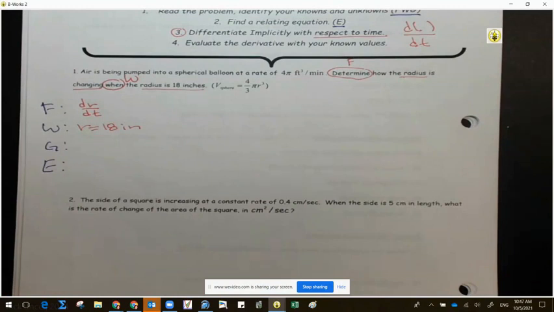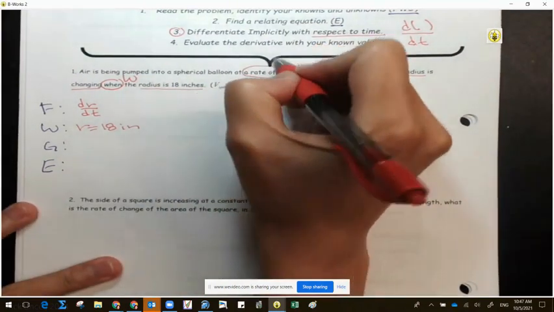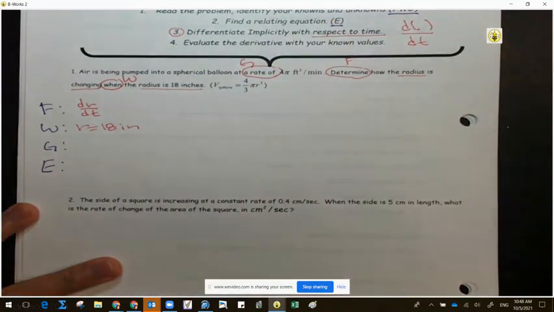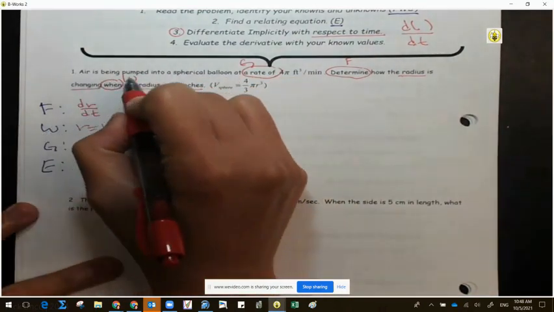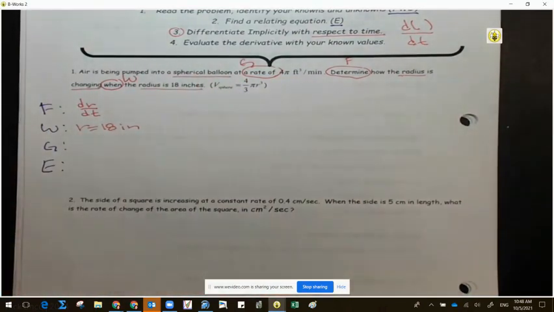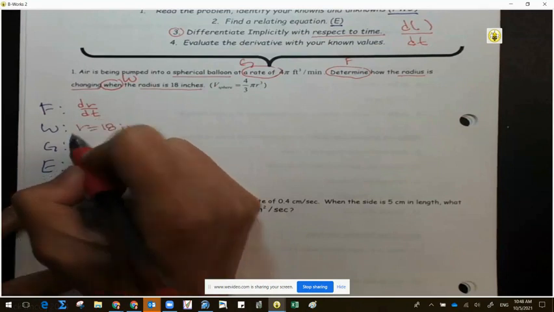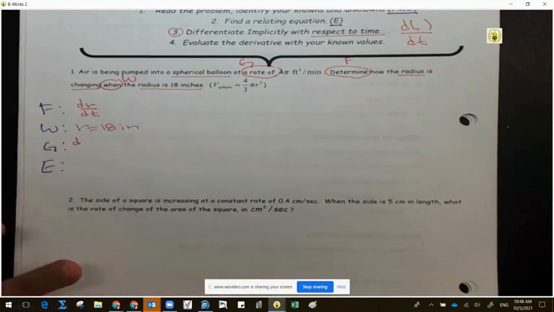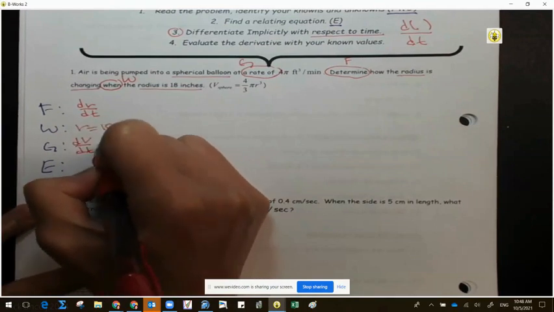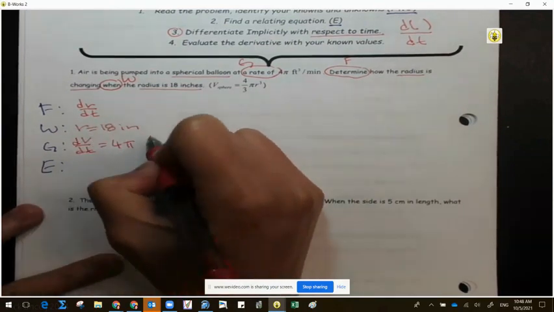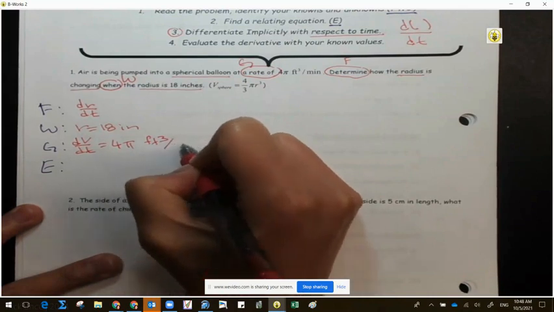And then G is going to be any rate. Do I see rate anywhere? Yes. That is our given rate. Here's our G. So our given rate says the air is being pumped into a spherical balloon. When I'm putting something into a three-dimensional object, that's going to be representing what? Volume. So dV over dt, and that's going to be 4 pi feet cubed per minute.